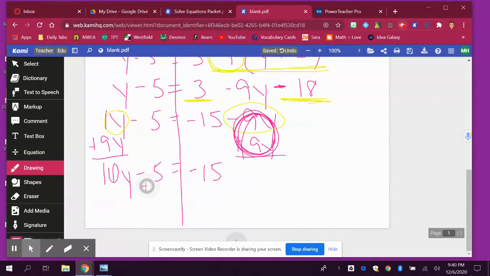Next, I need to add 5 to both sides, making that 0. I get 10y equals negative 10. Again, use your calculator if needed. Divide by 10, and y equals negative 1, because negative 10 divided by 10 is negative 1.